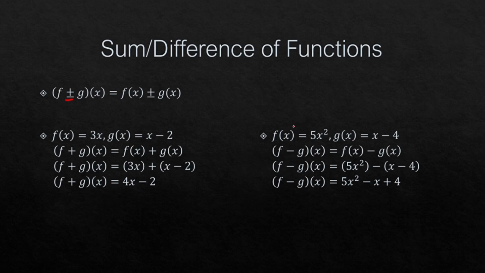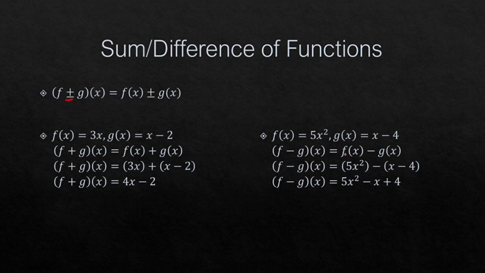Subtraction na naman. F of x is equals to 5x squared and g of x is equals to x minus 4. So, medyo pares lang siya sa addition. F minus g of x is equals to f of x minus g of x. I-minus mo lang ang mga nilalaman ng mga functions if you want to find the difference of two or more functions.